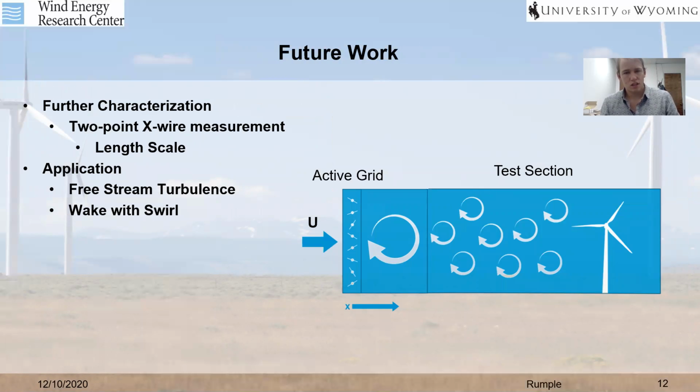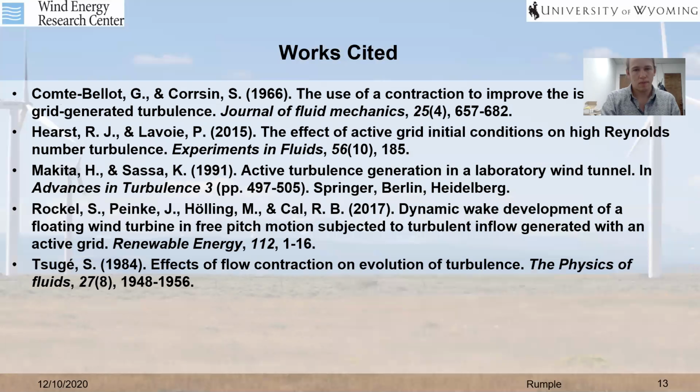To continue the characterization of this flow, the next step is to do 2-point crosswire measurements to characterize the length scales of the flow. And once that is completed, we'll use that as a test bed for inflow to emulate free stream turbulence, so that a study can be done to see that effect on the evolution of wakes with swirl.